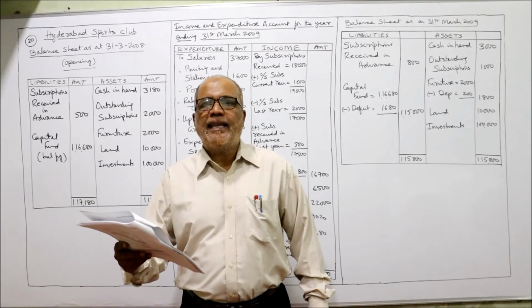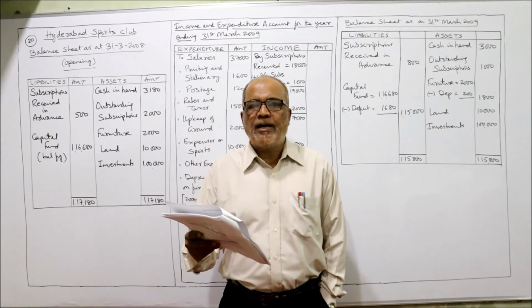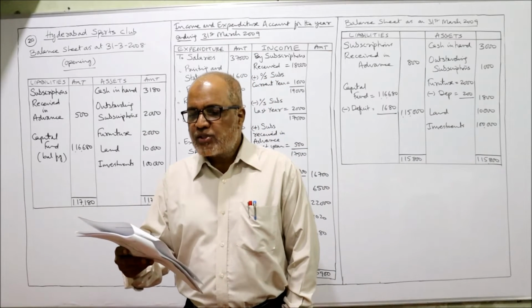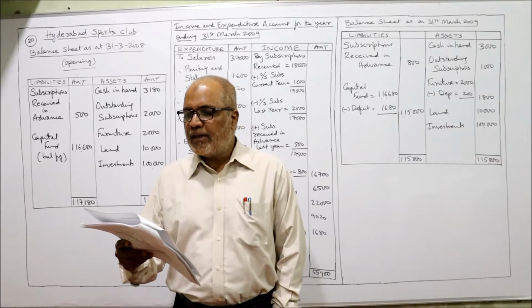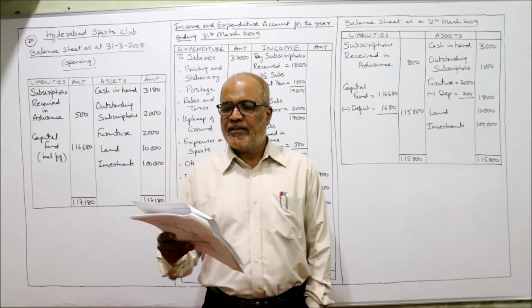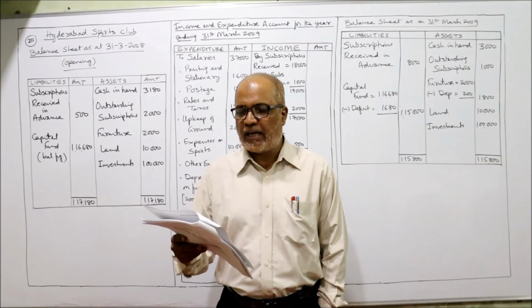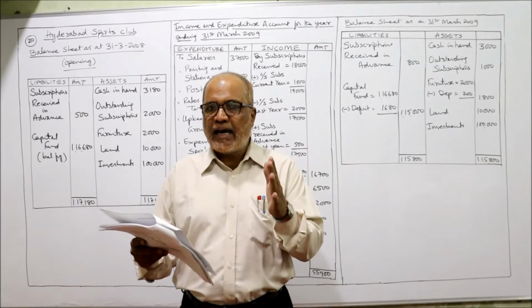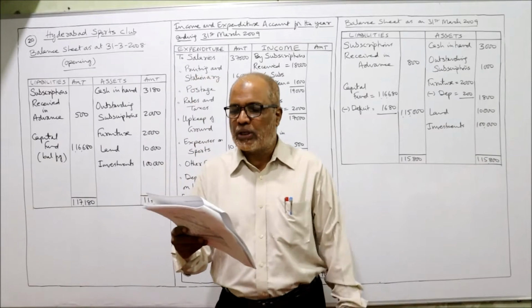Come on, now we'll start the next problem. Problem number 20. Hyderabad Sports Club prepared the following receipts and payments account for the year ended 31st March 2009. So our year ends on 31st March 2009.